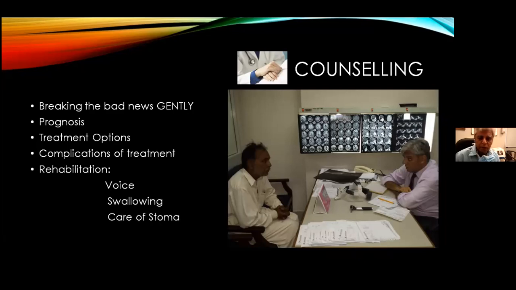Okay. And if you have done the total laryngectomy, we remove the larynx completely in advanced stages. Then we make a permanent tracheostomy. So it is for care of this tumor. How do you look after this tumor?